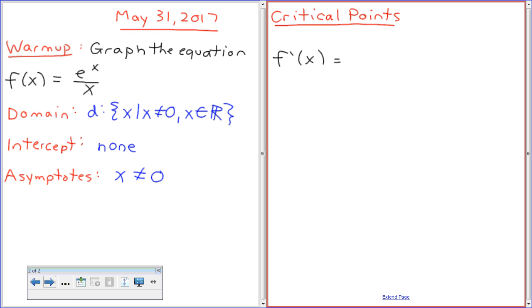So I take the derivative of this. It's going to be the derivative of this, so that's still e to the x times x. Okay, so that's going to be the left-hand side. What's the right-hand side going to be, please? Corey, go ahead. Yeah, minus 1 times e to the x. Right, okay, all over x squared.